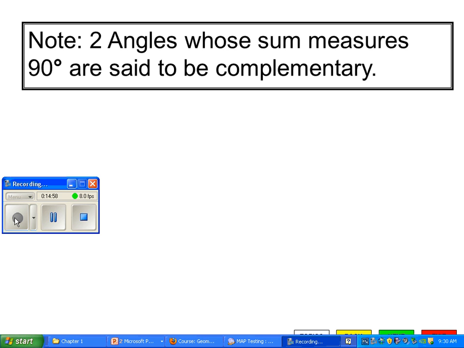If two angles are complementary angles, then they add up to be 90 degrees. Please be sure when you're talking about complementary or supplementary, it's always two angles, not three angles, not four angles, not five angles. It's two angles that add up to be 180, or two angles that add up to be 90.